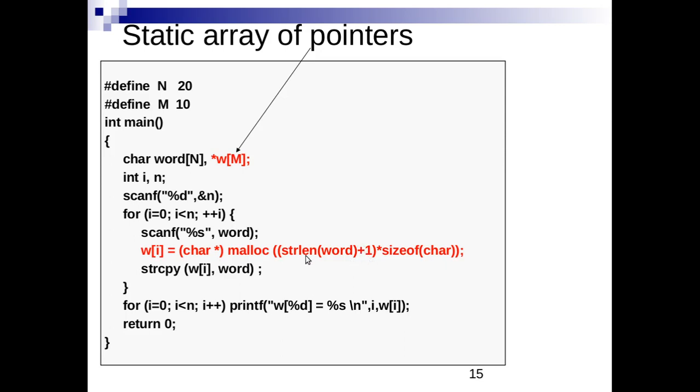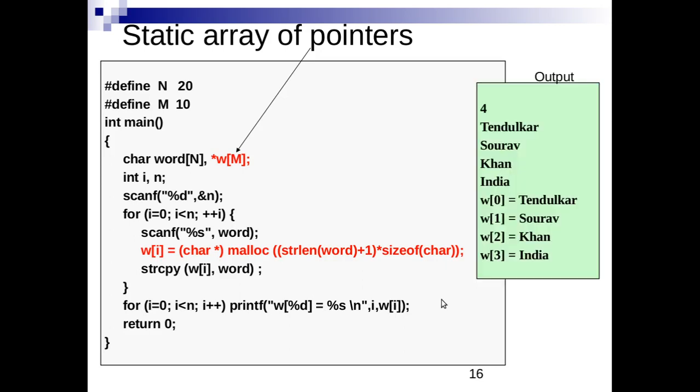And then I copy the string that is currently in the array word into this array of characters that I just allocated. I make use of the library function strcpy for that. After that, I run this for loop and print all the strings that I took in through the keyboard. This is an output. First you specify the number of strings, then you enter 4 strings, and then you print them out. This is the output behavior, and this is how you do it.